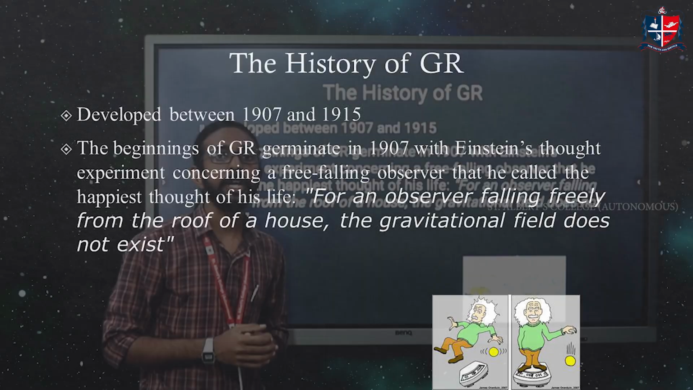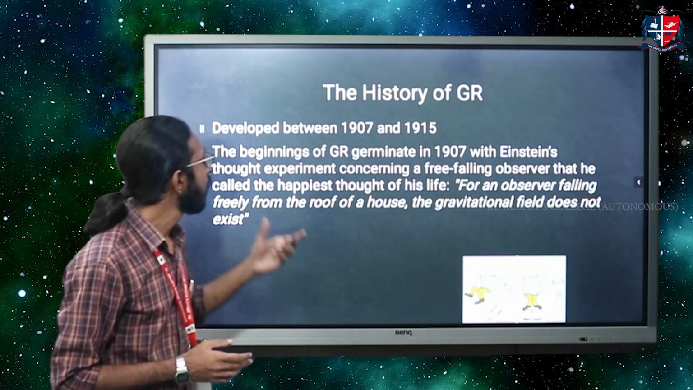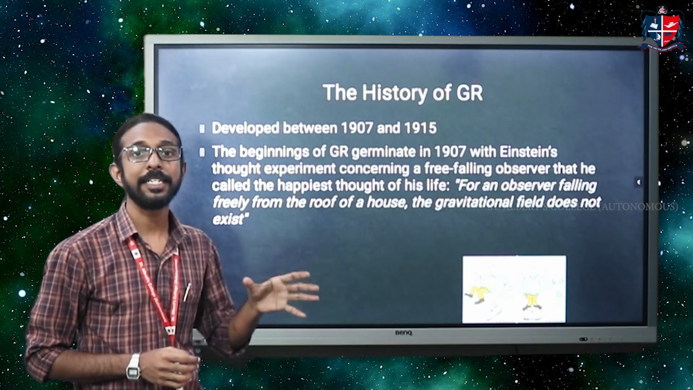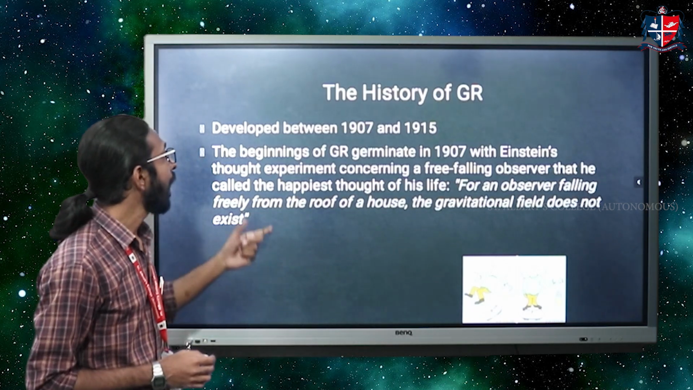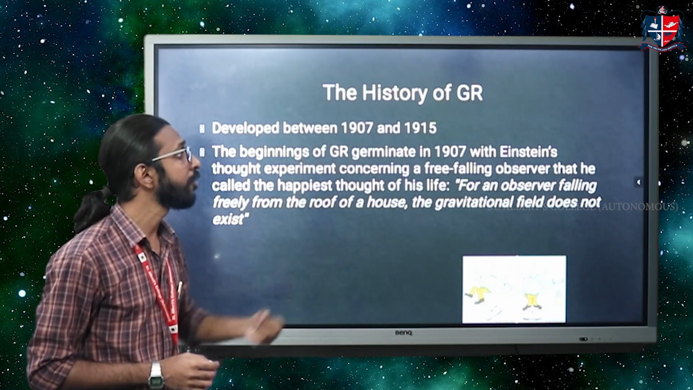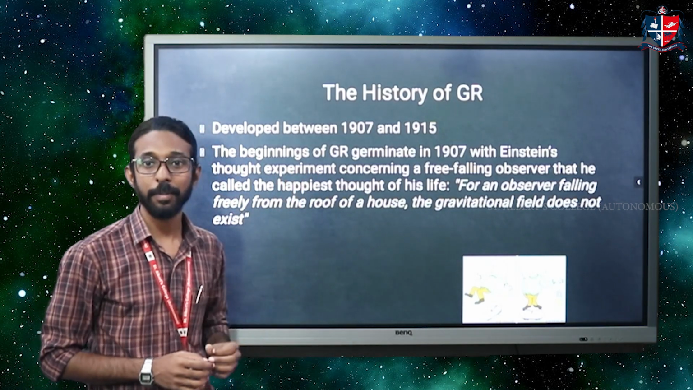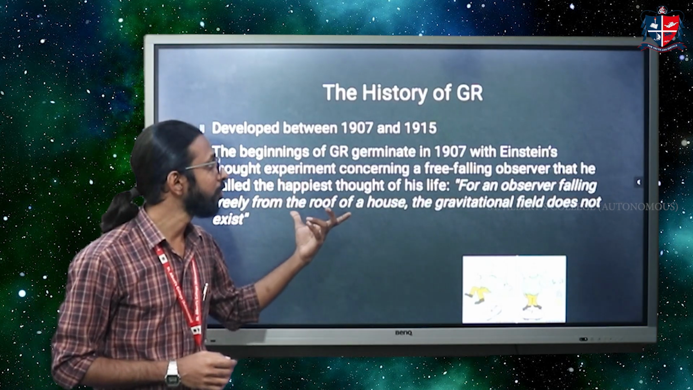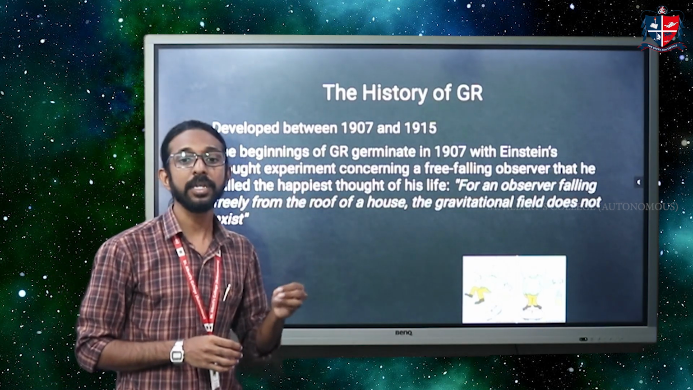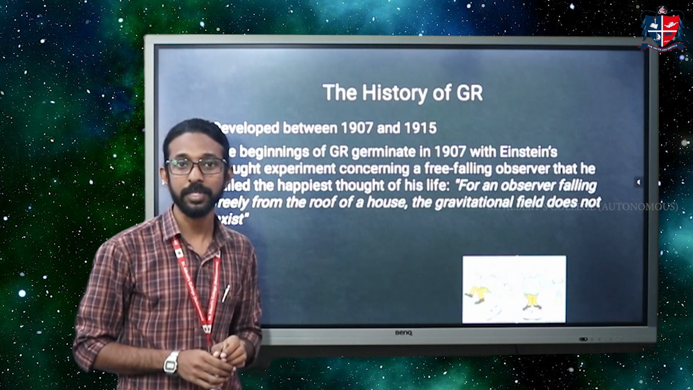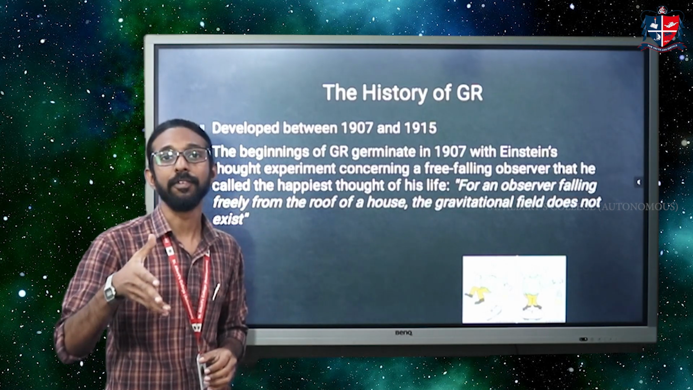Now let us look into a little bit of history about the general theory of relativity, right? It was developed between 1907 and 1915 by none other than Albert Einstein. And the beginnings of the general theory of relativity started in 1907 with a thought experiment of his, which he calls one of the happiest thoughts of his life, which is essentially if a person is jumping from the roof of his house, when he is in the air, he wouldn't feel any force, right?